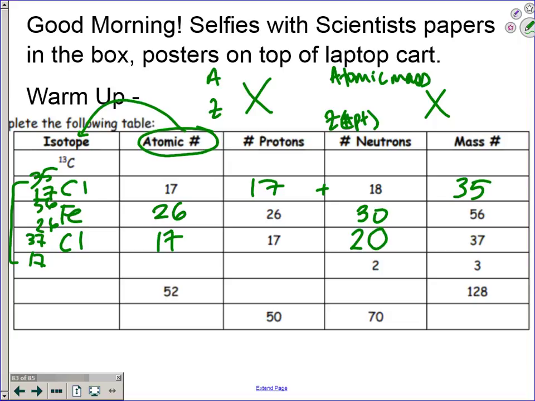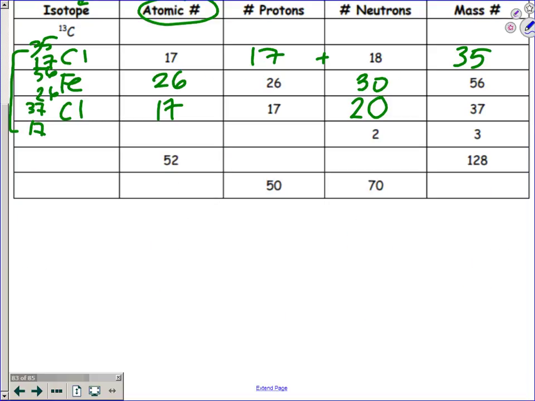Where do you want to go? Okay, the last one. 120 because it's 50 plus 70, and who is this? 10, and then give me the isotope notation. 120 and, yeah, 50, you're good. Okay, and then let's keep going.